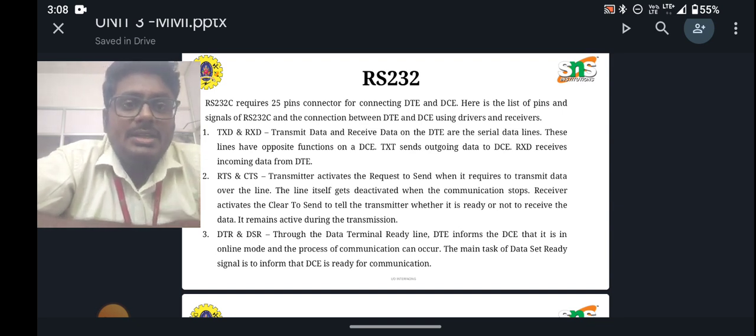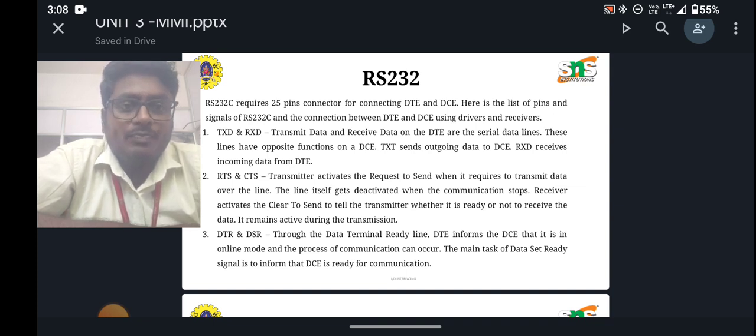RTS and CTS. The transmitter activates the request to send when it requests to transmit data over the line. The line itself gets deactivated when the communication stops. The receiver activates the clear to send to tell the transmitter whether it is ready or not to receive the data. It remains active during the transmission.